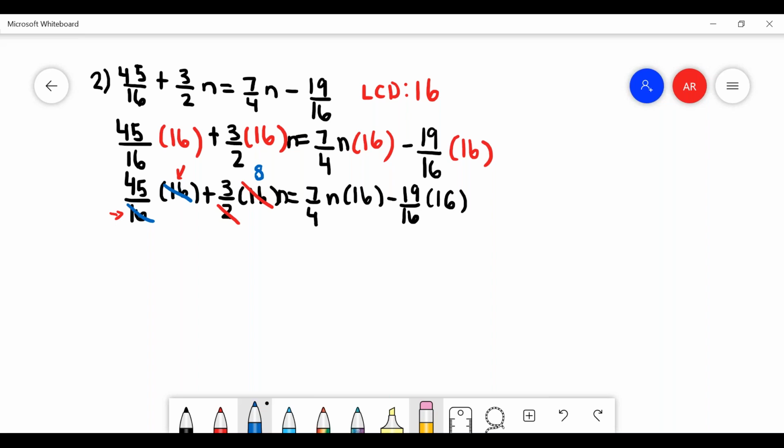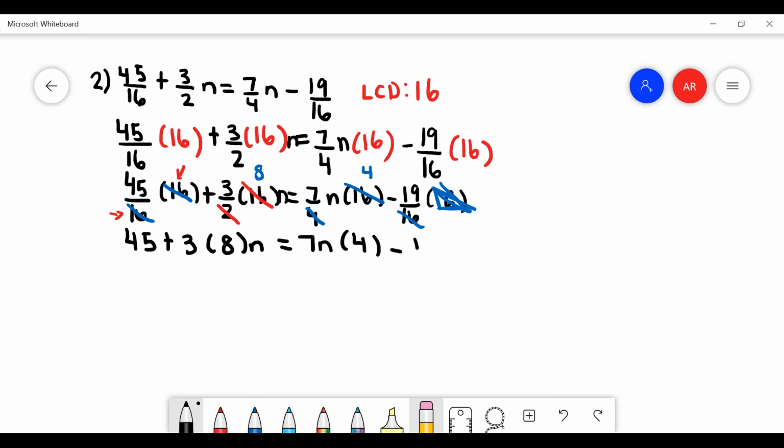Here on the right side we have 7 over 4n times 16. We're going to cancel those out. 16 over 4 is 4. And last but not least, our last term, negative 19 over 16. We multiplied that by 16, so canceling out and reducing 16 with the denominator, we have 16 over 16, which is simply 1. So now, rewriting this in the next step, further simplifying, we have 45 plus 3 times 8n, which is equal to 7n times 4 minus 19.